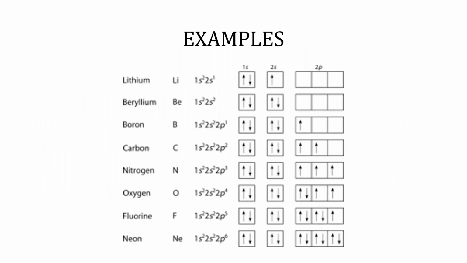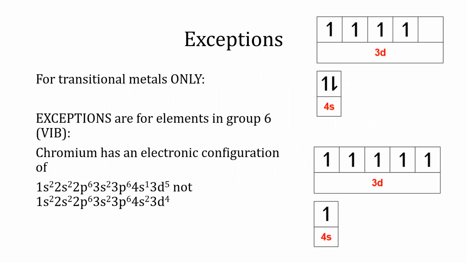However, there are some exemptions. Elements in group 6 or 6b, where 1 electron from the s orbital moves down to a d orbital. Chromium has electron configuration of 1s2, 2s2, 2p6, 3s2, 3p6, 4s1, 3d5, not 1s2, 2s2, 2p6, 3s2, 3p6, 4s2, 3d4, for stability purposes where each 3d orbital has 1 electron per orbital.